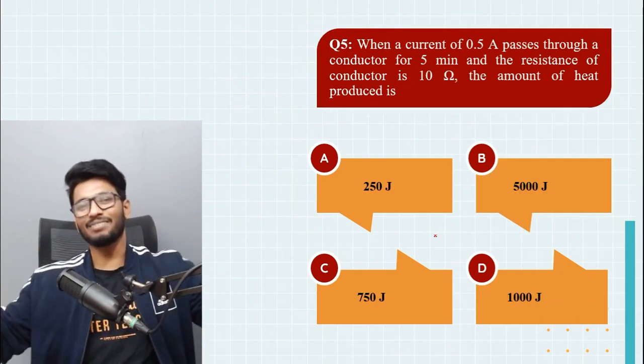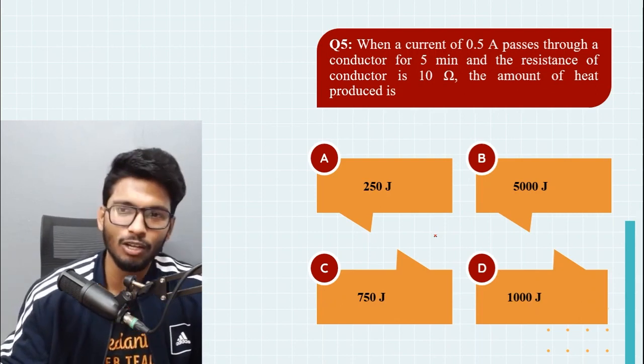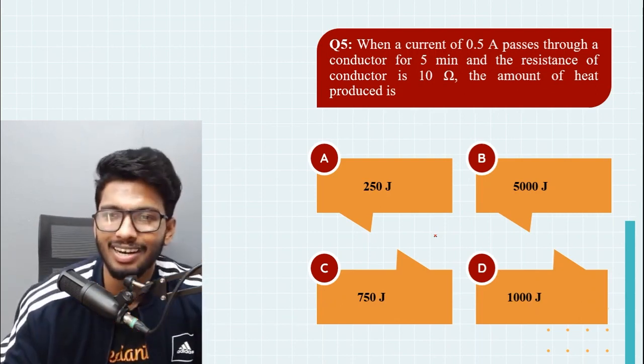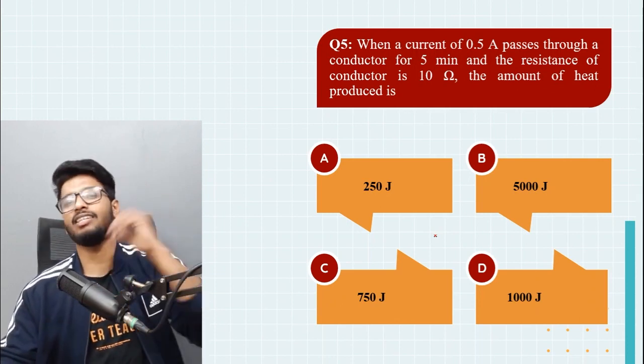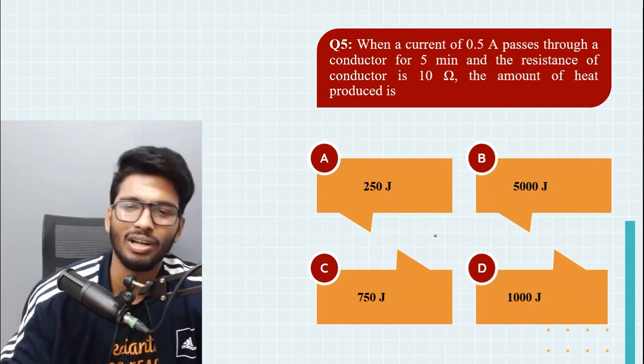Here's another one. The last question for today, people. That's it. I'm not going to fry your brains anymore. Here's one. When a current of 0.5 amperes passes through a conductor for 5 minutes and the resistance of the conductor is 10 ohms, what is the amount of heat produced? Options are 250 joules, 5000 joules, 750 joules, or 1000 joules.